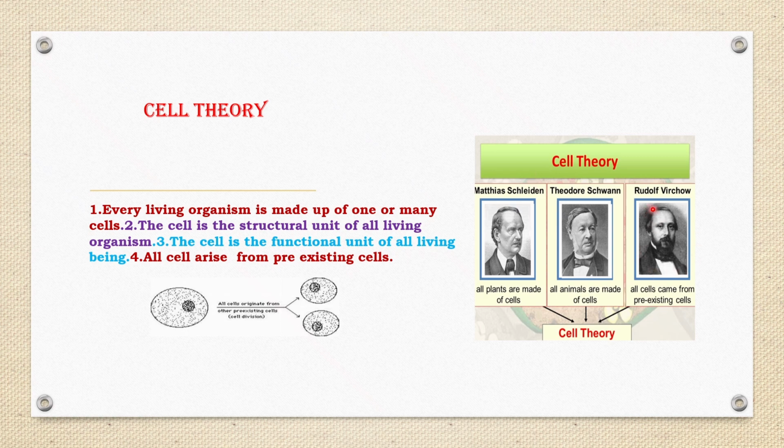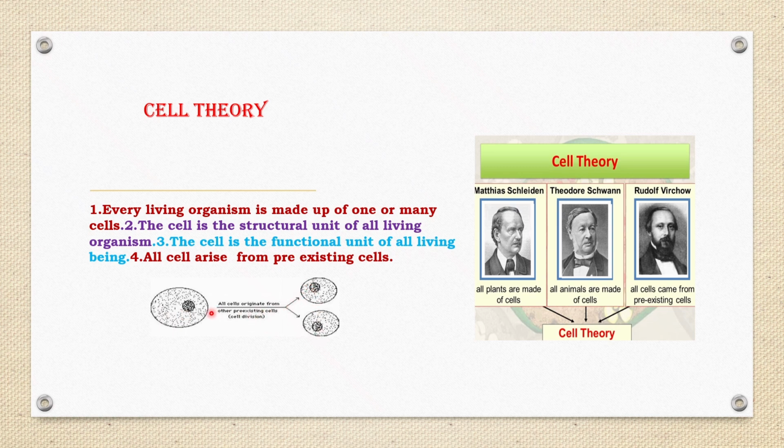But later on, one more scientist came into the picture. His name was Mr. Virchow. He said, yes, both are correct, but I want to add something: that all cells came from pre-existing cells. It means the original cell forms a new cell. Cells came from other cells. New cells are formed from the existing cell. This is the existing cell and a new cell can form.